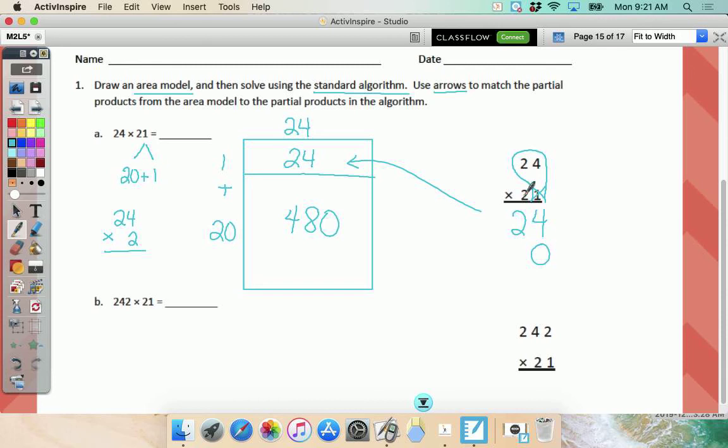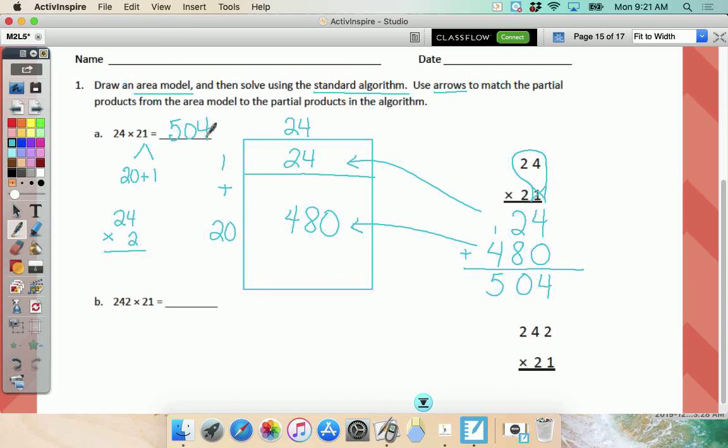Okay, so now I'm going to do these two numbers. 2 times 4, what's that? 8. And 2 times 2. 4. And I'm pretty sure that's the number I got here. What comes next, boys and girls? Add it up. Did I do it right? Okay. Let's do the next one.